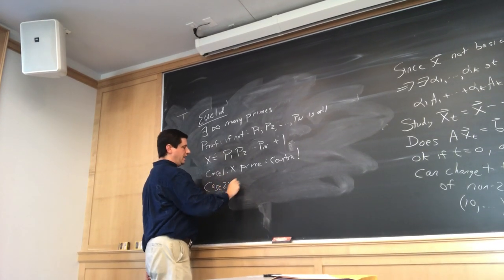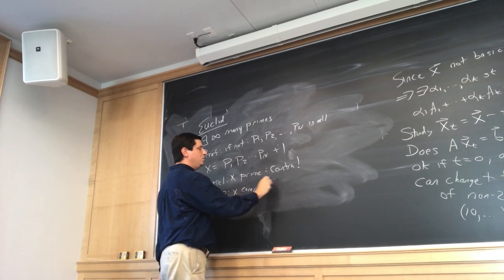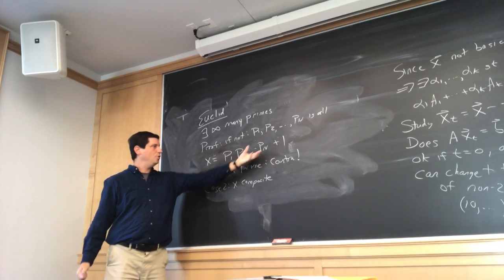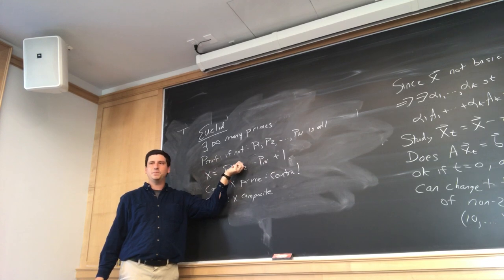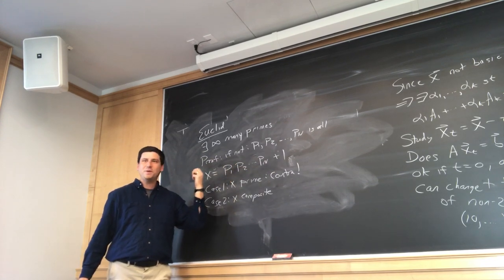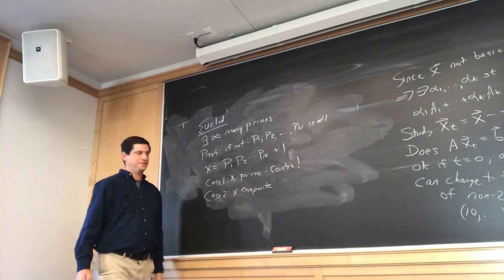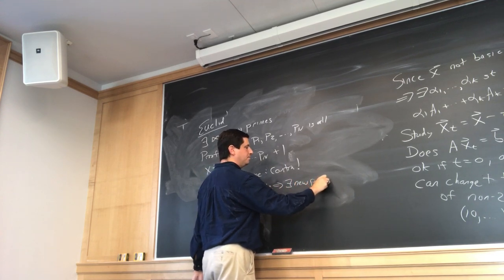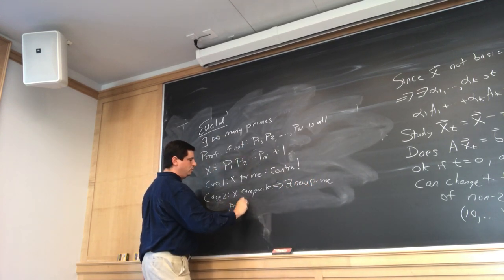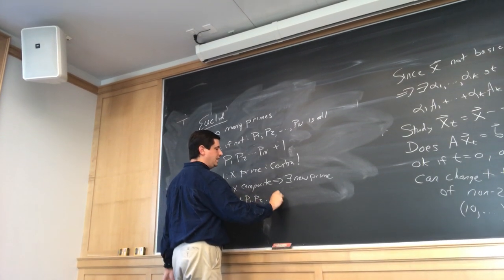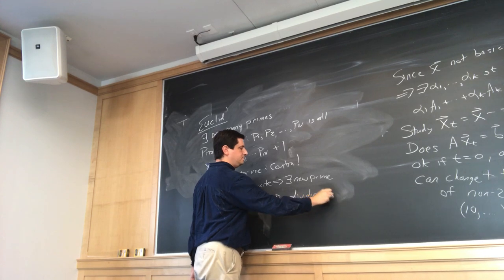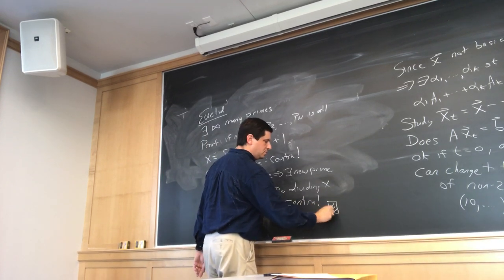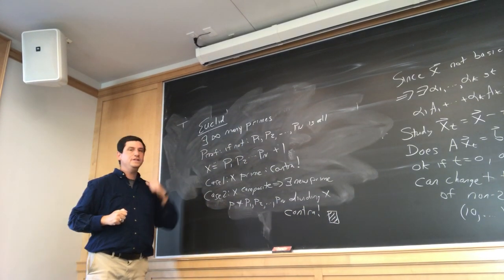Case 2, x is composite. Well, if it's composite, it must be divisible by a prime. If we divide this by p1, well, this whole thing here is a multiple of p1. What's the remainder when we divide by p1? 1. What's the remainder when we divide by p2? Same thing for all the primes. So if it's composite, that implies there exists a new prime p not equal to p1, p2, ..., pn, dividing x. And that's also a contradiction. And that finishes the proof. So there are infinitely many primes.